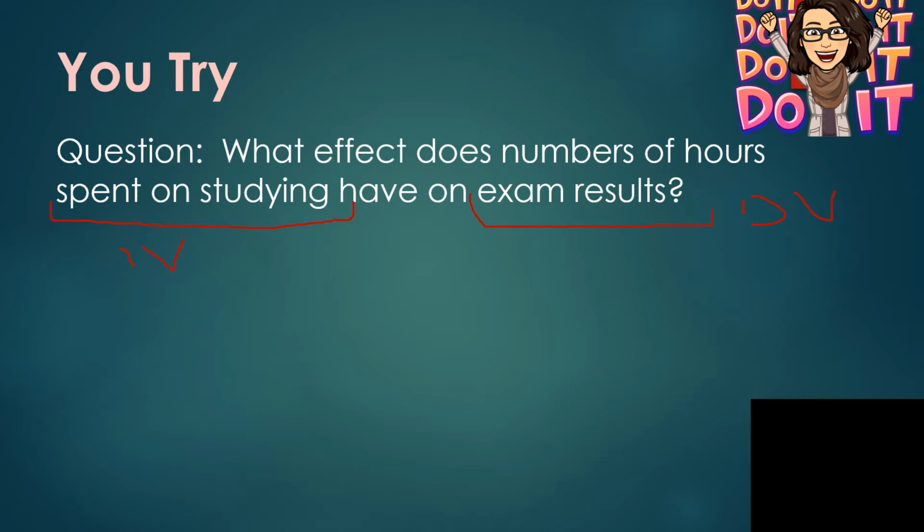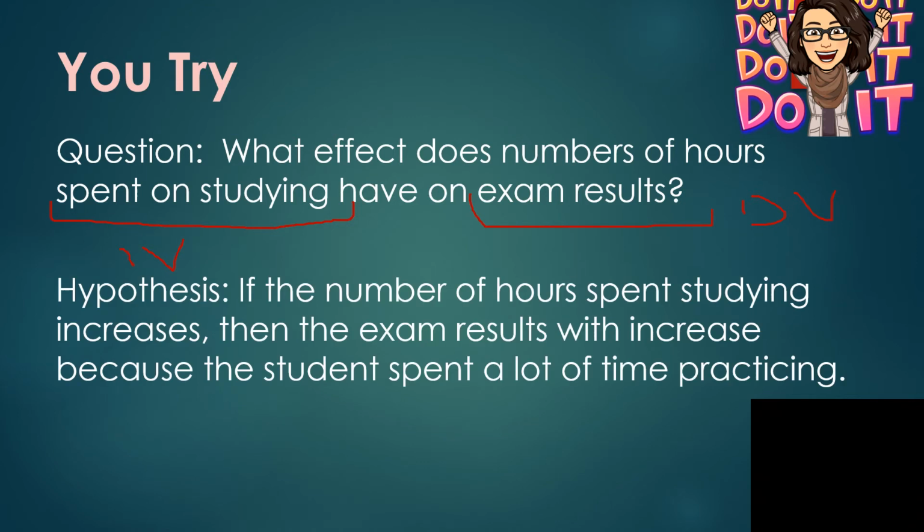So once we have our independent and dependent variables, we can go ahead and come up with our if and then. So if we change our independent variable, what happens to the dependent variable? Is it increasing or decreasing? So let's look at that. So if the number of hours spent studying increases, then the exam results will increase. Oh, sorry, this should be will, so I have a typo there. The exam results will increase because, again, why do I have that hypothesis? Because the students spent a lot of time practicing, right?